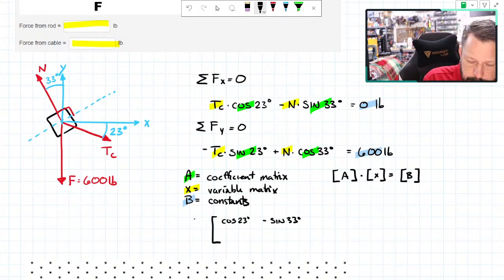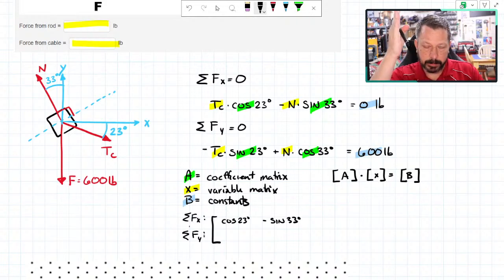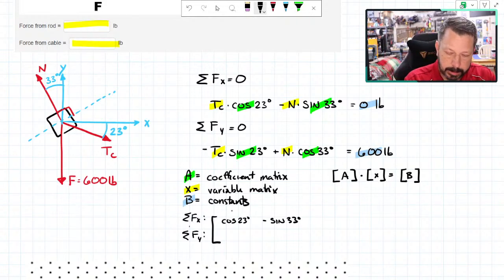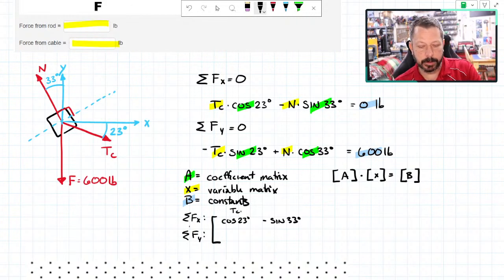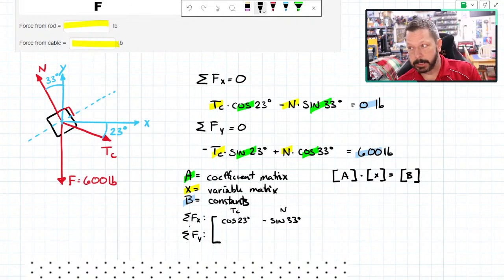So this top row is my x equation. Ooh, let's do summation of forces in x. The second row is summation of forces in y. It doesn't matter that x is the first row and y is the second row. That's just the way I wrote them out when I did it. What does matter is that all the same variables are lined up in columns. So this column is going to have the coefficients for all of the TCs, and this column will have all of the coefficients for the n's.